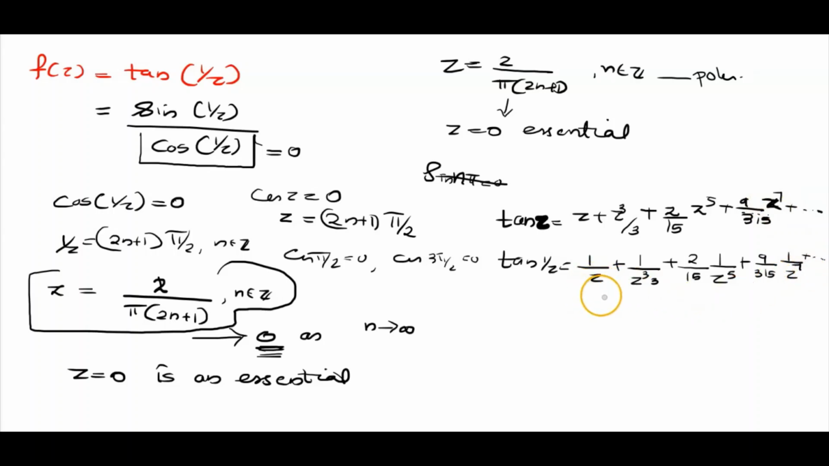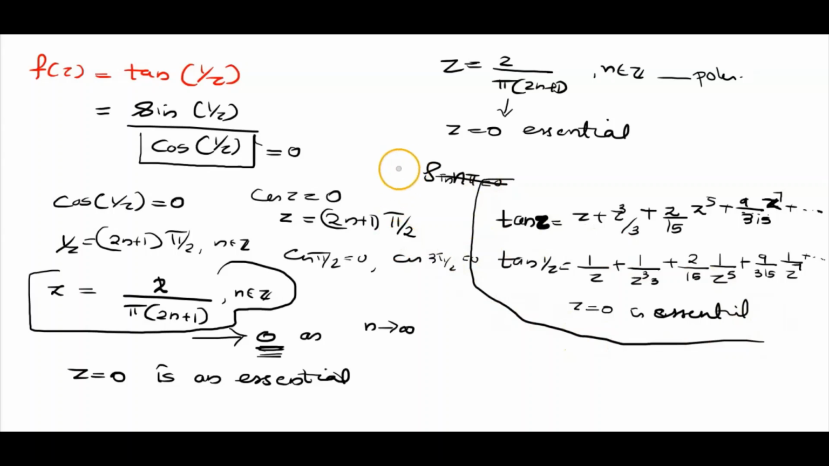So this is the expansion around z equal to 0. Z equal to 0 is essential, clearly, in the Laurent series expansion. Clearly we have infinitely many terms of negative powers of z. So z equal to 0 is an essential singularity. From the Laurent series expansion we can say this. Or z equal to 0 is a limit point of singularities of f of z, and limit points of singularities are always essential singularities. Z equal to 0 is an essential singularity.